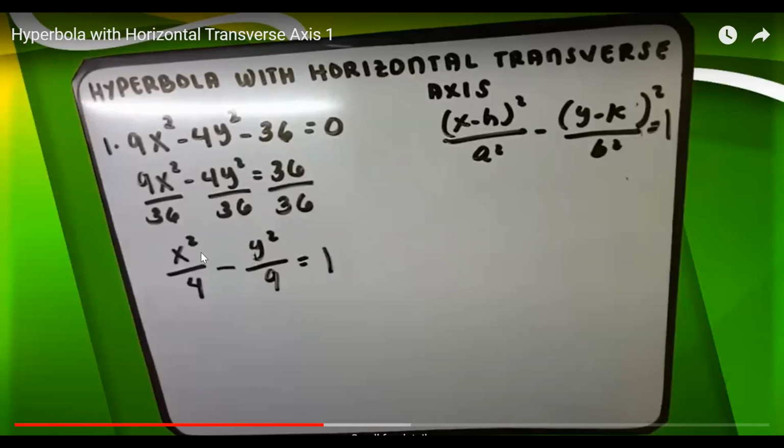So x squared over 4 minus y squared over 9 is equal to 1. So this is already in standard form. H and k are not visible, but we can identify h as 0, k as 0, a as 2, and b as 3. And then the equation is already equated to 1.